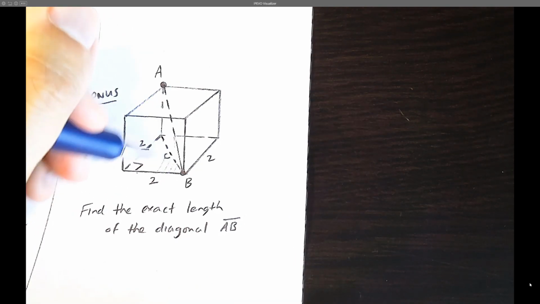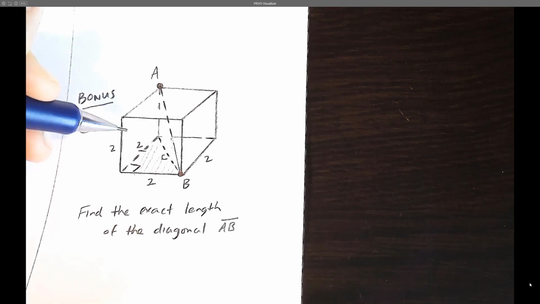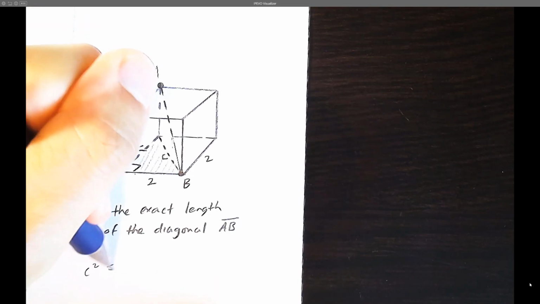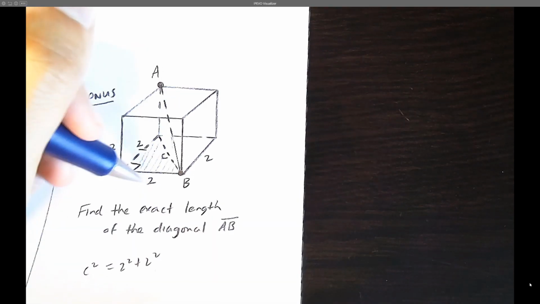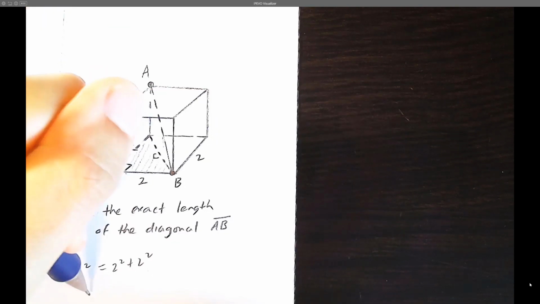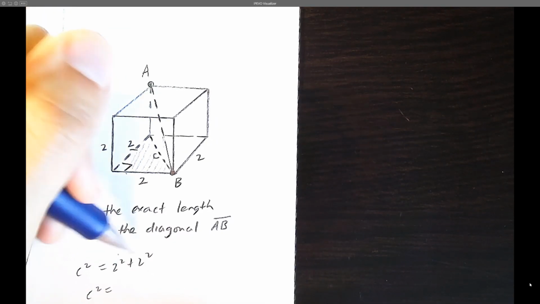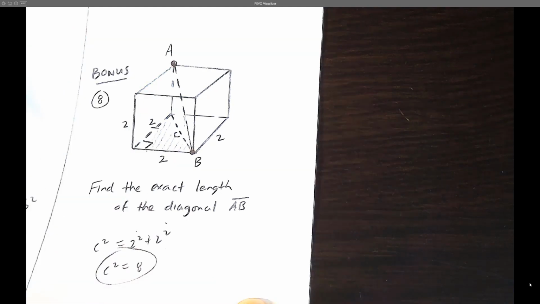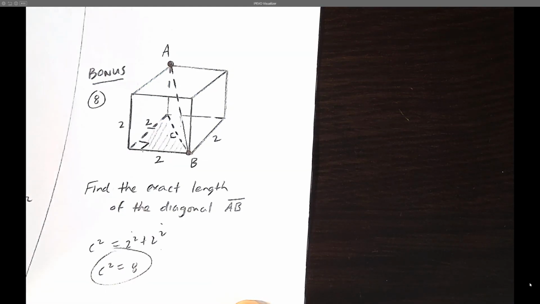Focus on this triangle here and use Pythagorean theorem. C squared equals 2 squared plus 2 squared. This and this. C squared equals 4 plus 4, which is 8. And let's memorize that. C squared is 8.